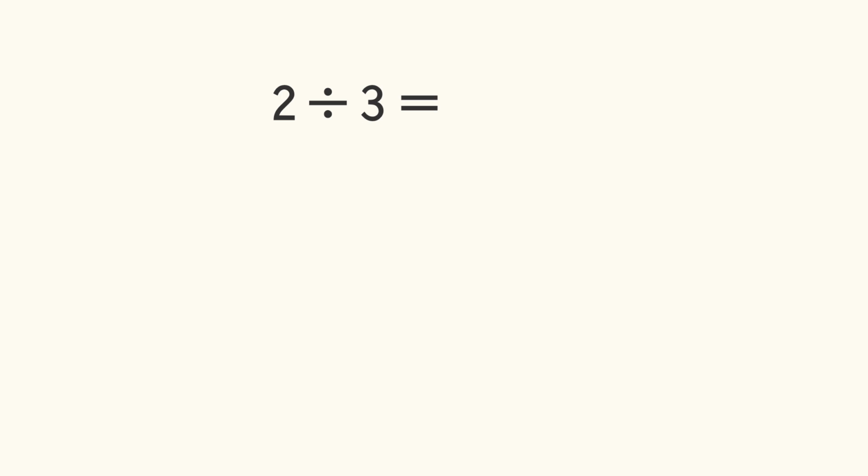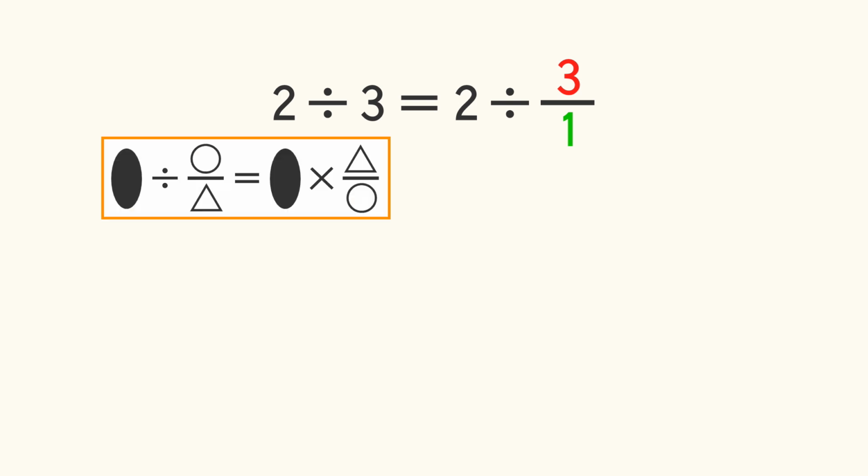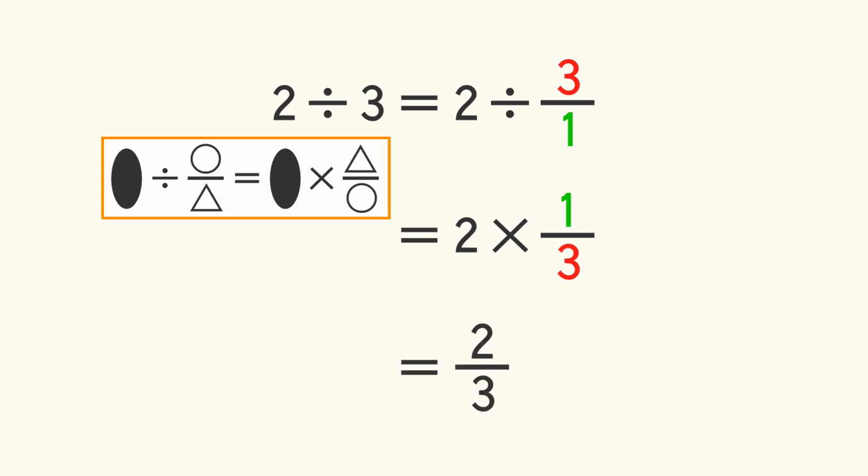Or we can look at it like this. When we write 2 divided by 3, we can think of it as 2 divided by 3 over 1. And we know that dividing by a fraction is the same as multiplying by the fraction when you flip its numerator and denominator, so dividing by 3 over 1 can be expressed as multiplying by 1/3. That means 2 divided by 3 equals 2 divided by 3 over 1 equals 2 times 1/3 equals 2/3.